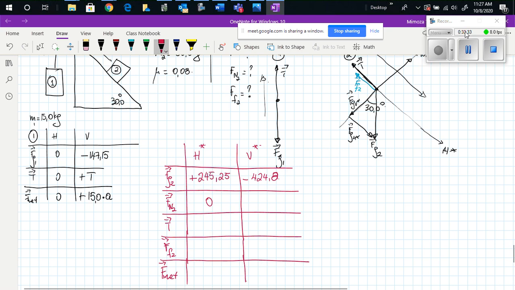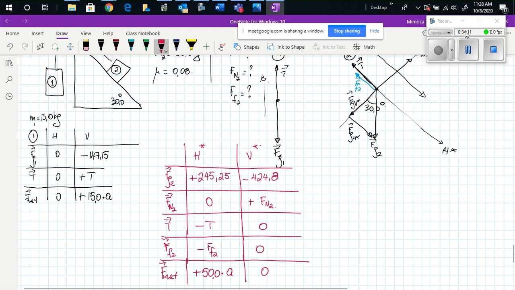The new horizontal for force normal will be 0. Vertical will be positive force normal. Tension will be negative tension on the horizontal and 0 on the vertical. Force of friction will be negative force of friction, and on the vertical is 0. The object is moving in the same direction as the new horizontal, so it will be positive 50 times acceleration, and for the vertical is 0.